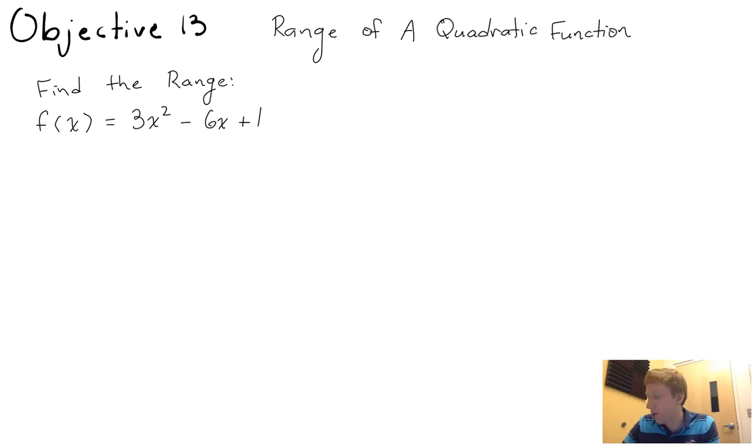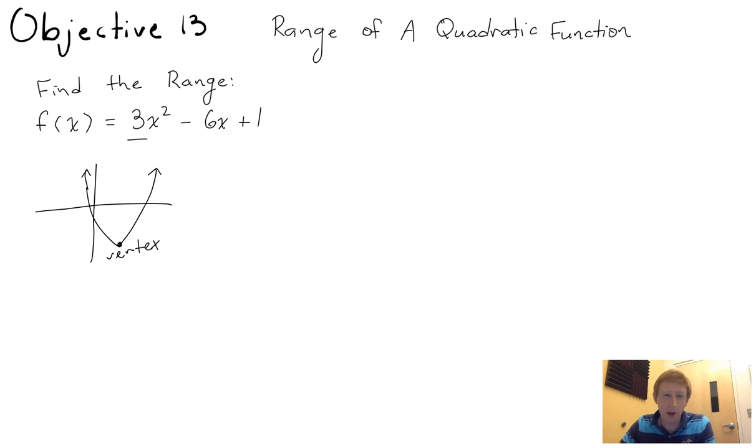Find the range of f of x equals 3x squared minus 6x plus 1, and we'll need to write the answer in interval notation. First of all, we need to look at the leading coefficient. If it's positive, then the parabola opens upward. If it's negative, then it opens downward. This one is positive, so it opens upward. This means that the range will start with a finite value, which is the vertex, and then it will go up to infinity. The range consists of y values, so we need to find the y value of the vertex.